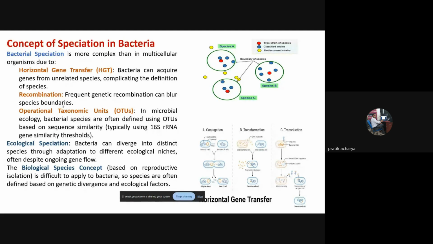The biological species concept based on reproductive isolation is difficult to apply to bacteria. So species are often defined based on genetic divergence and ecological factors. They are small organisms. We cannot separate them by biological species groups or reproductive isolation groups. So it is best to separate them by horizontal gene transfer or by analysis of their genetic material.